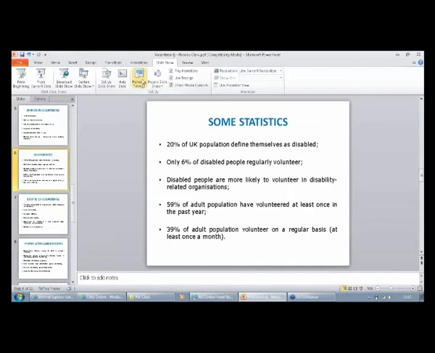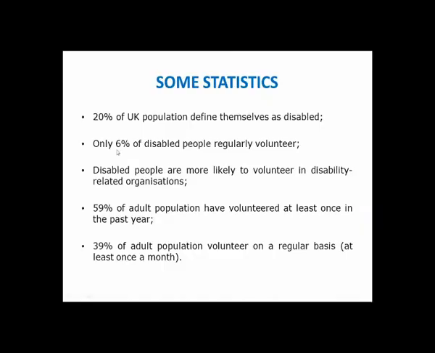Now, here are some statistics. 20% of the UK population define themselves as being disabled, and only 6% of disabled people regularly volunteer. Now, the non-disabled population, the number of people volunteering regularly is a lot higher, so this indicates to us that there are still a lot of barriers existing for disabled people to fully participate in society.